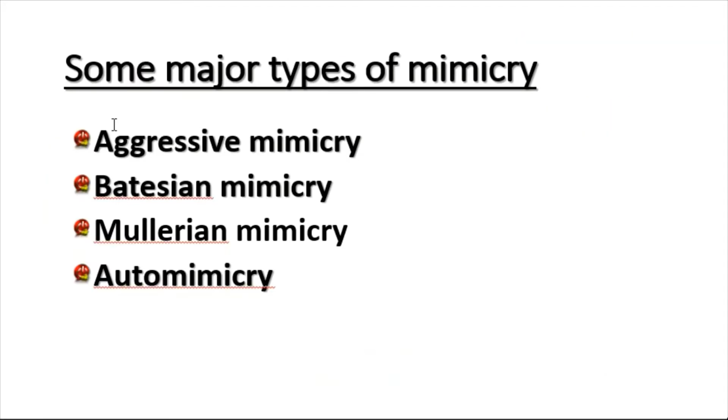We then move to types of mimicry, which includes aggressive mimicry, Batesian mimicry, Mullerian mimicry, and auto mimicry. But there are some other types of mimicry such as Pavlovian mimicry and cryptic mimicry, which should be looked at later.